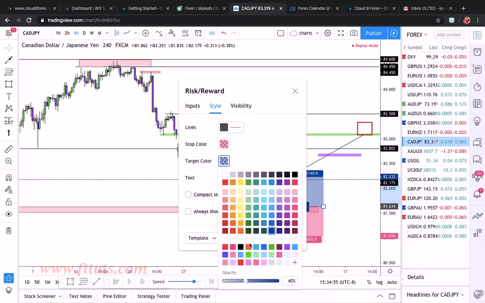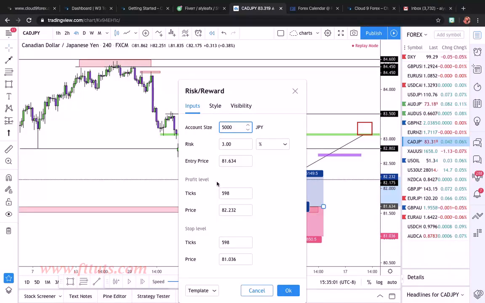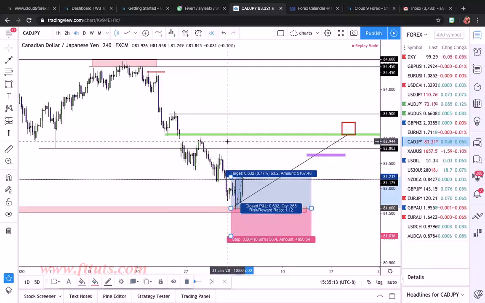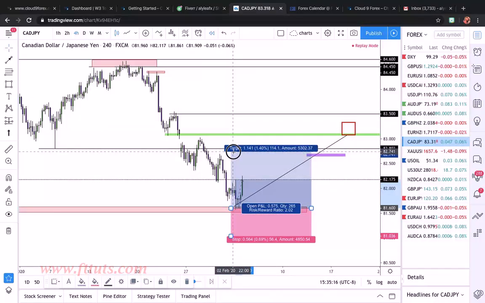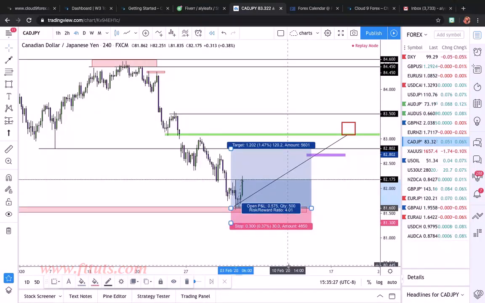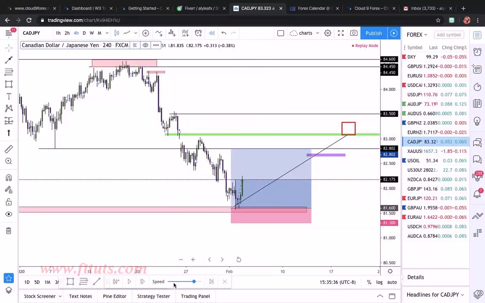Okay, so our entry price is 81.6. And then our target is this next level. We broke the support, so our target would be up to here. And then we edit the stop, 30 pips. Okay, so that's a 1 to 4. We're risking 30 pips to make 120. So that's our first target. It may come up to this area as well, so let's see.